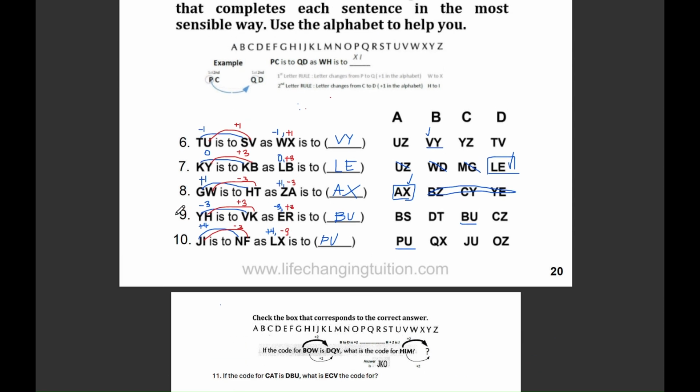Number 9. Letter connections. YH is to VK as ER is to blank. Your options are A, BS, B, DT, C, BU, D, CZ. All of the other options have the wrong second or first letter. The answer is C, BU. The formula is first minus 3, E to B, and second plus 3, R to U.